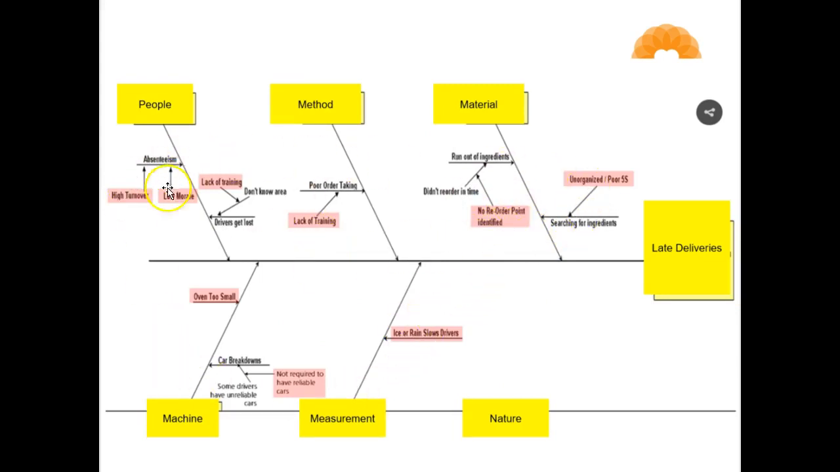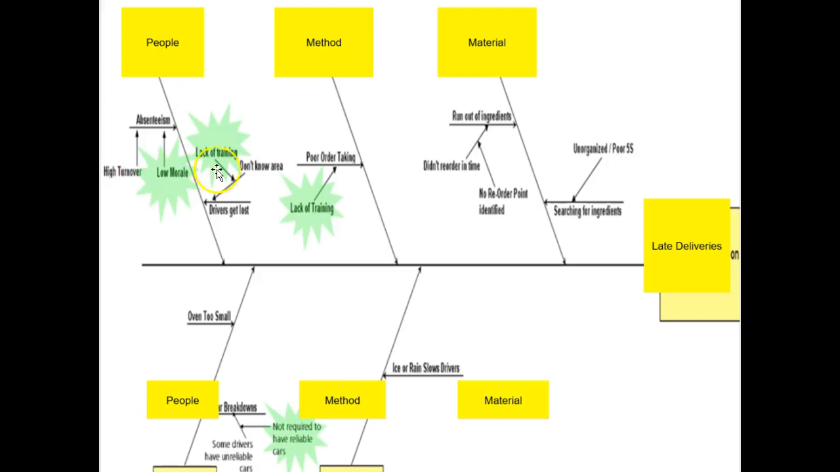Here we go. The team is working together to identify, and it's usually a combination of two. Here's a combination of four. Four areas why we have late deliveries. So this concludes our conversation about fishbone diagram, cause and effect diagram.